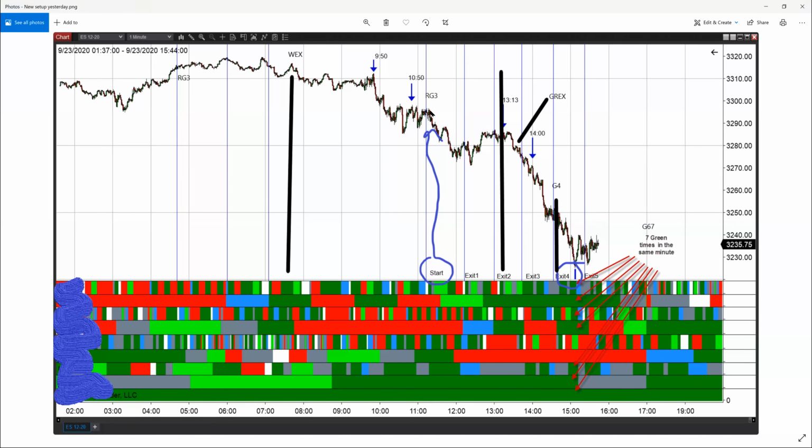Here's another day. We have the RG3 trade along with the potential exits marked below. We also have a WEX trade triggered just after 0700 in the morning. We have a Grex trade, which ends up being a continuation short, triggered about 1330 in the afternoon. We have a G4 trade also coming in here about 1440. And then we're showing the G67 trade here, which ends up being the end of the down move and sets up a long for the late afternoon.